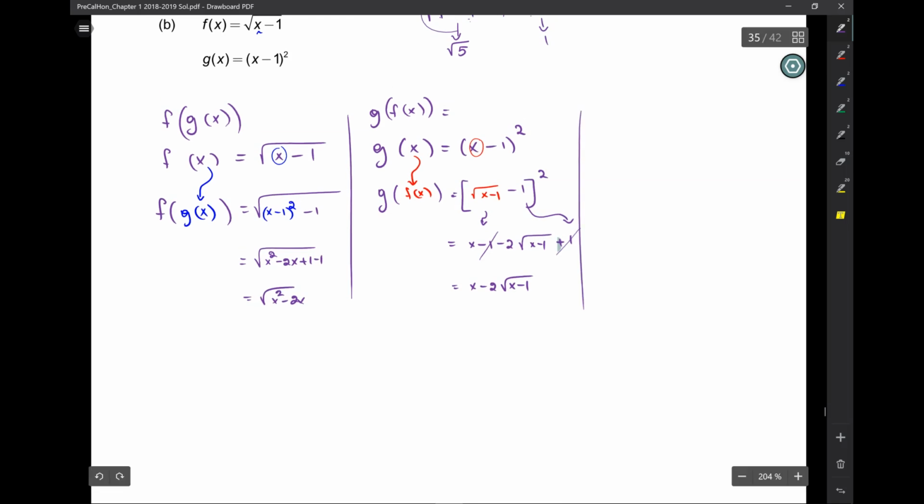Now, f of g of 2. I start with g of 2, and that'll be how much? 1. And then f of 1 is 0.